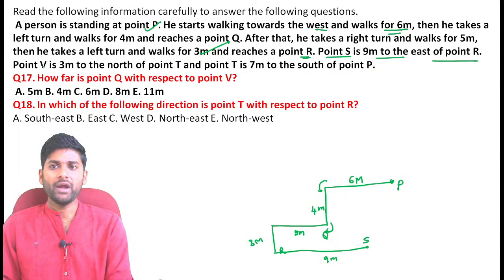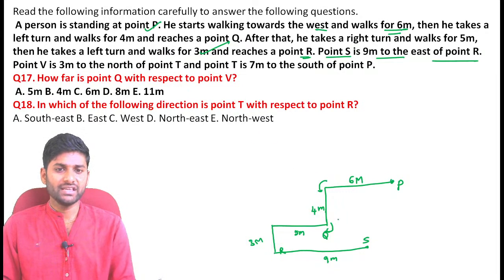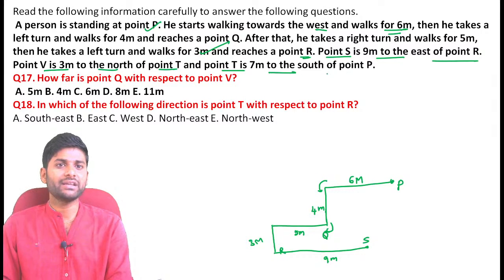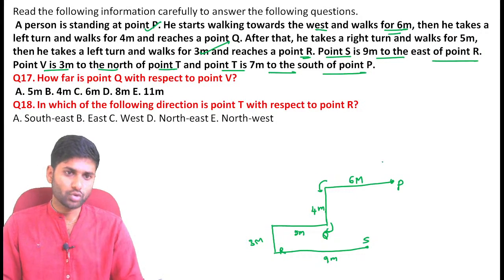Next, point V means V is 3 meters north of T. V is the north of T, but we don't know where T is. So just make it as a note point. V is 3 meters north of T. And T is 7 meters south of P, guys. T is the south of P. So south of P means definitely this is the same path, guys. Why? Because this is already 3 meters, this is the 4 meters. Definitely all the points are in the same line.